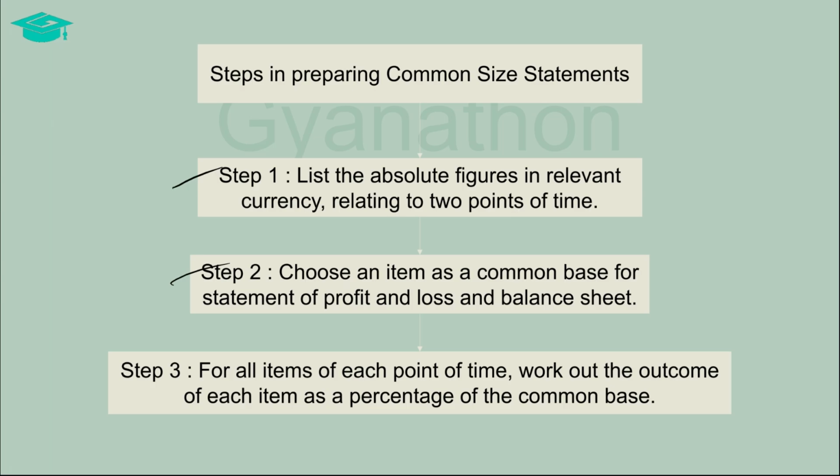Once the common base item is chosen, then all the items in the relevant statement are stated as a percentage of such base item. That is, each item is divided by the base item and multiplied by 100 to arrive at a percentage of such item in relation to the base item.